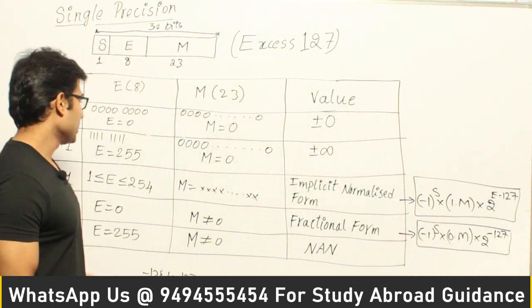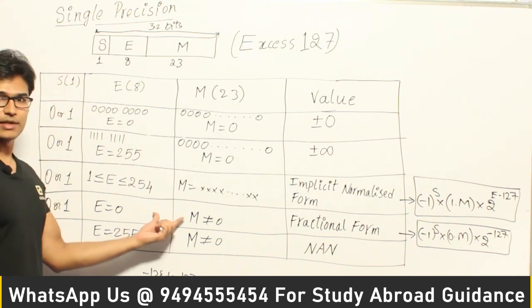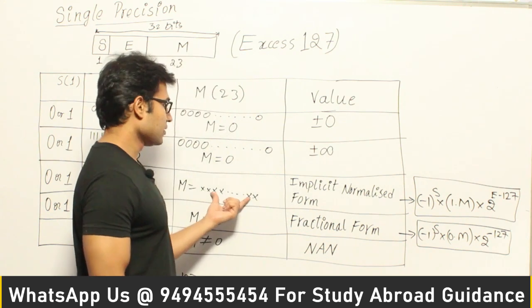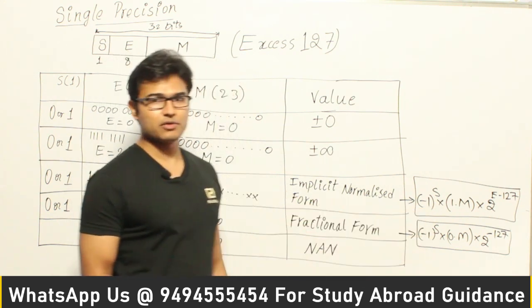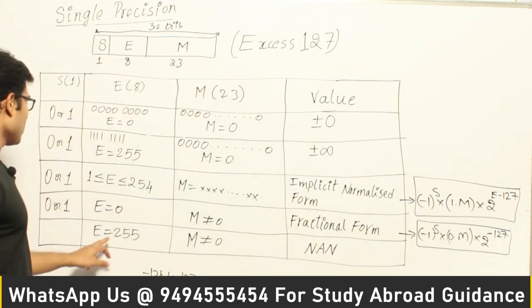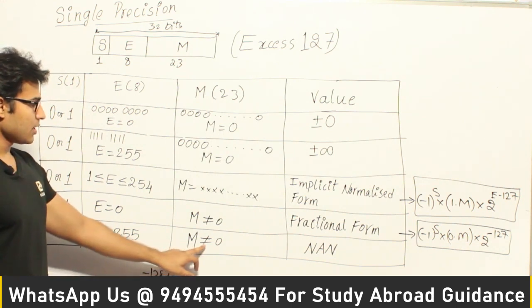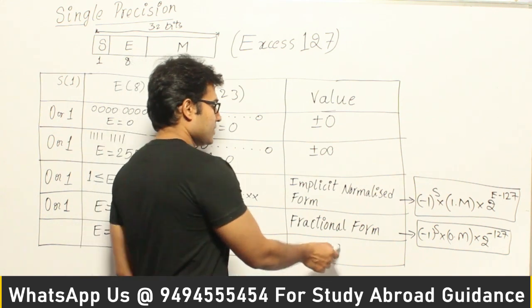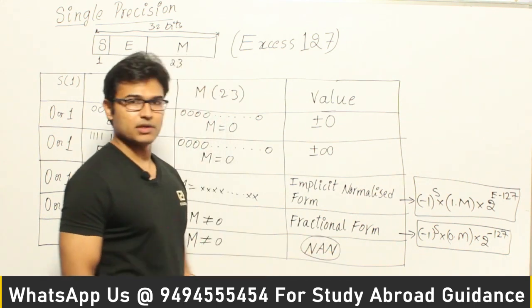Are you getting this? In case you are going to get any number in this case, then in order to convert it to decimal you have to use this one. If you are getting anything in this case, then in order to convert it to decimal you have to use this one, right? And now E equal to 255 and M is not equal to 0, this combination is not used. It is called not a number. So it is reserved. It is not a number.